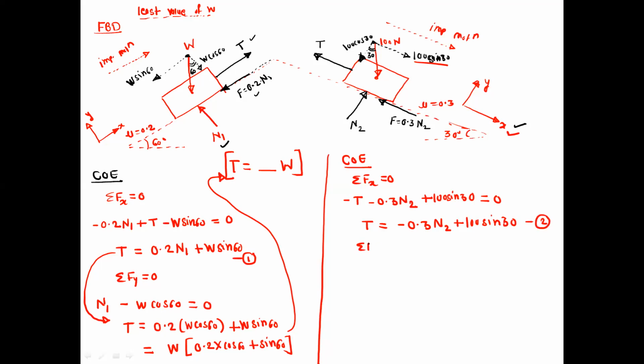Then use summation Fy is equal to 0. For summation Fy, we have plus N2 on the positive y side, then minus 100 cos 30. This is equal to 0. Okay, there is no other force in the y direction. So from this equation, we will get the value of N2, which is equal to 100 cos 30. So put this value in this equation, and we will get the relation for T.